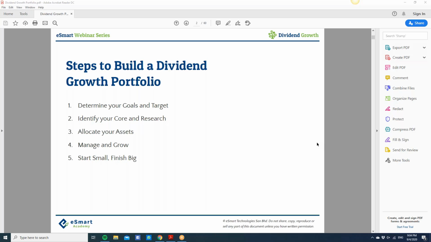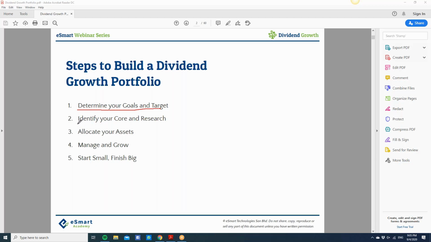Okay, today the focus is on 5 things that I want to share with you. These are the 5 steps to build a dividend portfolio. Number 1, of course, we will go into details of it, is that we need to determine our goals and target. I'll share with you my personal one, but all of us are very different. So you definitely need to spend some time to really identify your goals and target with respect to investment, which is what we're going to focus on today.